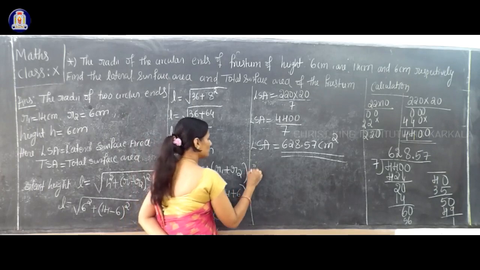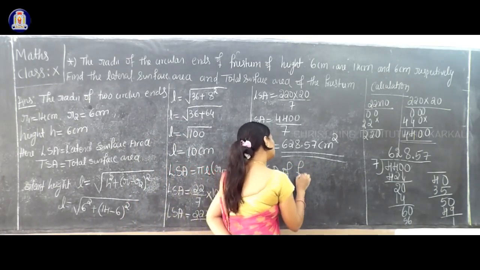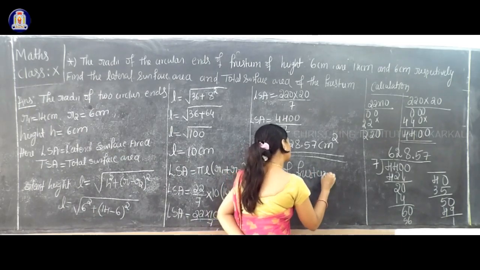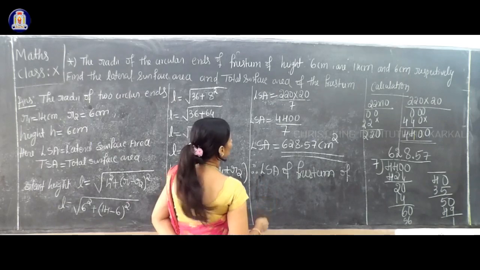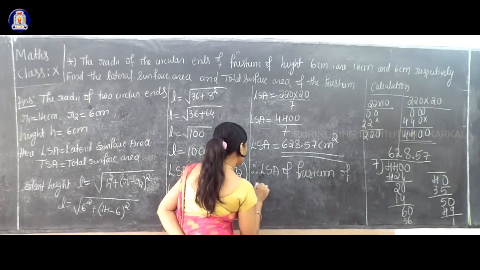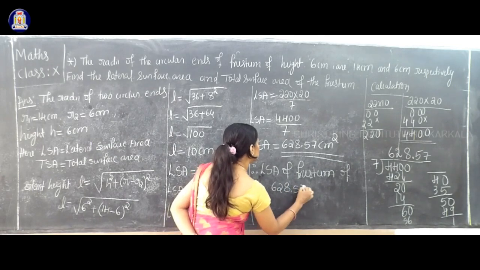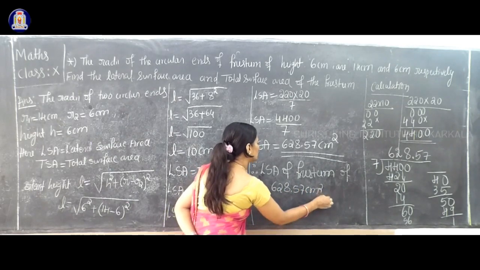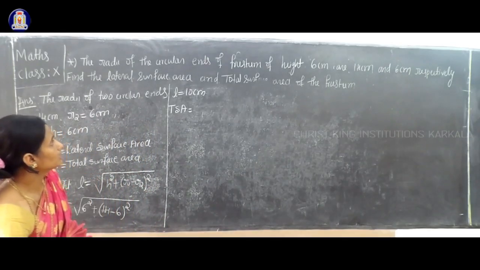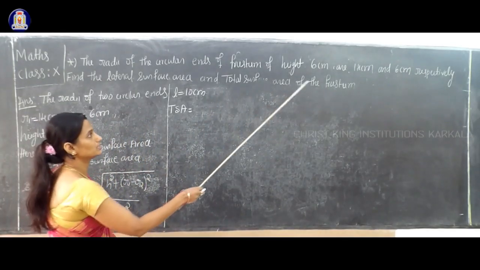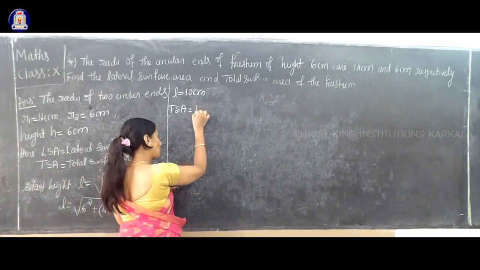So therefore, lateral surface area of frustum of cone is 628.57 centimeter square. The second question is find the total surface area of frustum. So now, total surface area of frustum, what is the formula?